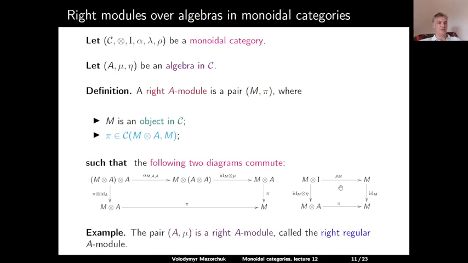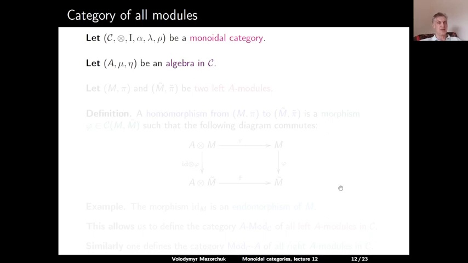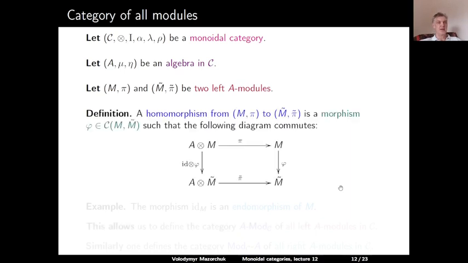For example, the algebra A, together with multiplication mu, is also a right A module, which is usually called the right regular A module. Now we can define the category of all A modules. Let C be a monoidal category and A be an algebra in C. Assume that we have two left A modules, (M, pi) and (M tilde, pi tilde). Definition: a homomorphism from M to M tilde is a morphism phi from M to M tilde in C, such that the following diagram commutes.